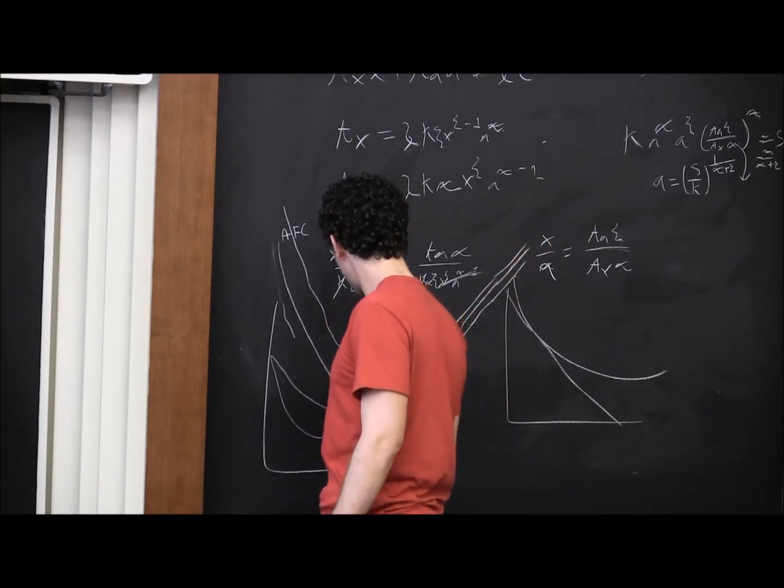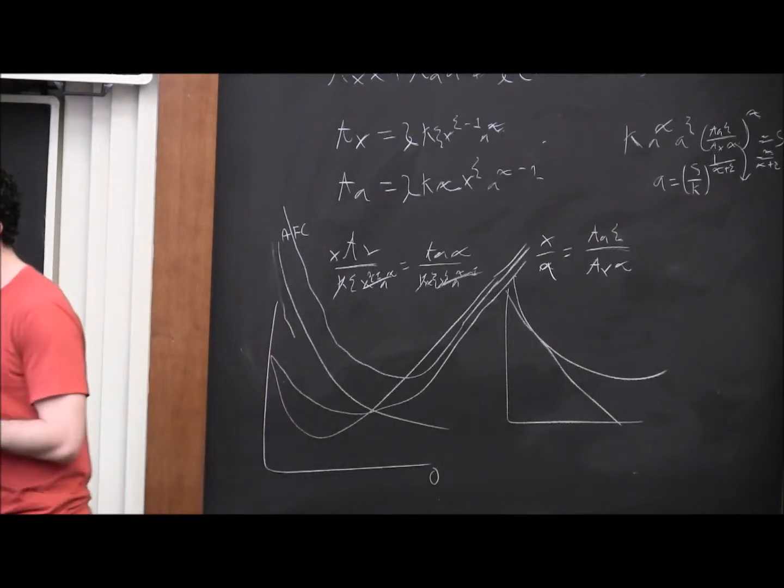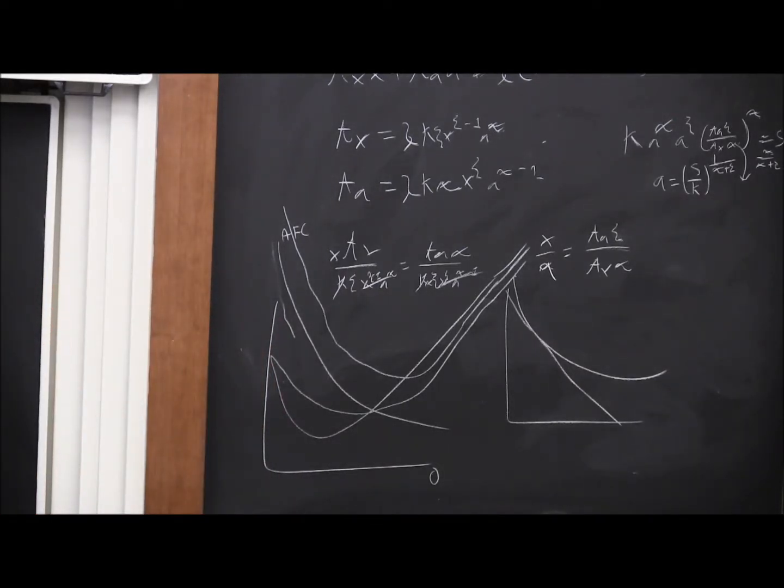So the key thing is that the average costs always intersect the marginal cost at their minimum, right? Because when it's below it, it's falling, and when it's above it, it's rising.